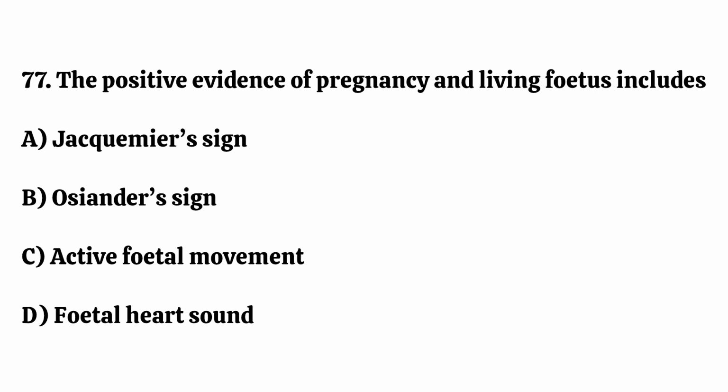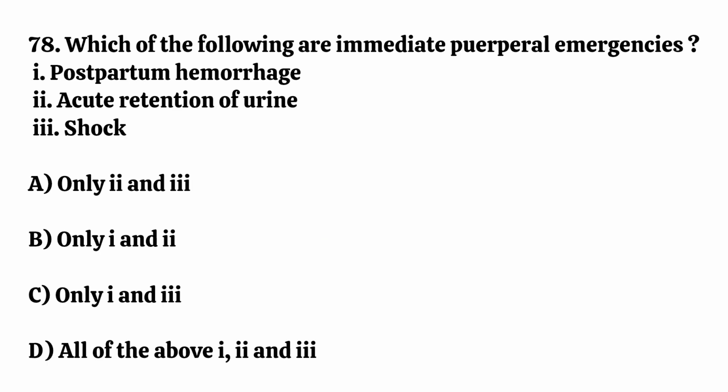Next, the positive evidence of pregnancy and living fetus includes A. Jacquemier's sign, B. Osiander sign, C. Active fetal movement, D. Fetal heart sound. And the answer is option C, active fetal movement. Next, which of the following are immediate puerperal emergencies? 1. Postpartum hemorrhage, 2. Acute retention of urine, 3. Shock. Answer is option 1 and 3, postpartum hemorrhage and shock.